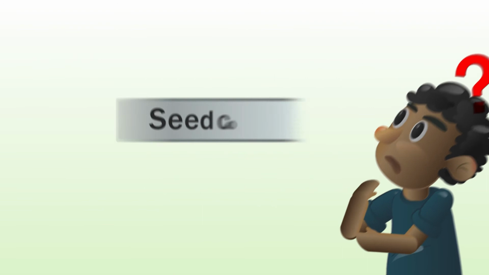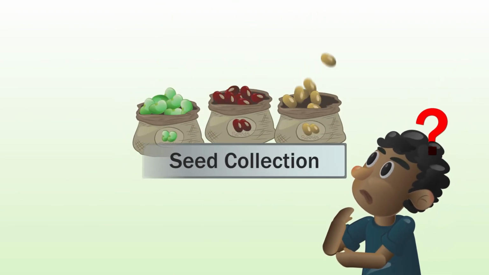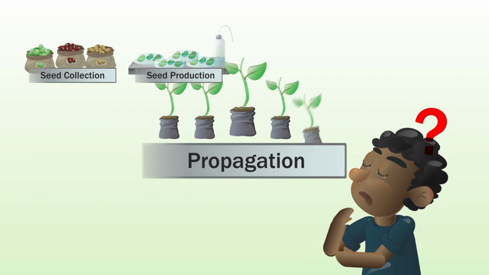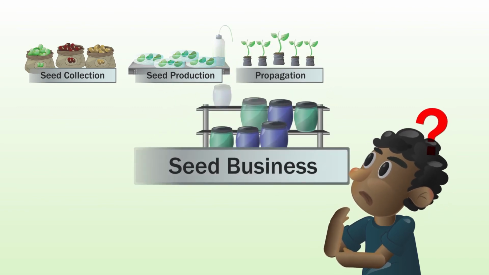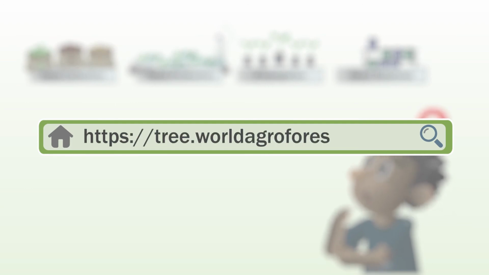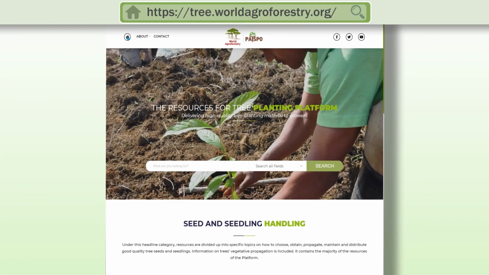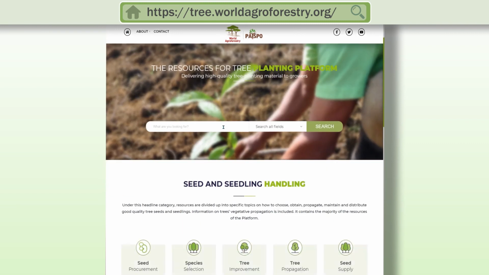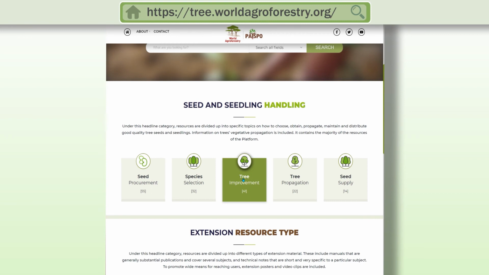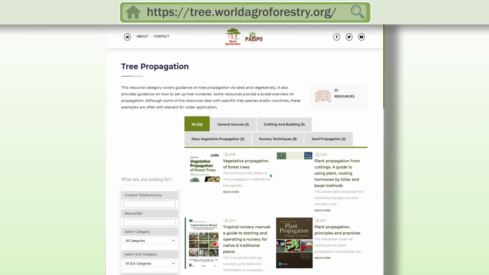Planners of tree planting also need practical knowledge on how to source good quality tree seeds. To meet this demand, we have created the Resources for Tree Planting platform that provides over 200 relevant information resources. Its purpose is to encourage more effective tree planting for both livelihoods and the environment, emphasizing planting by small-scale growers in the tropics.